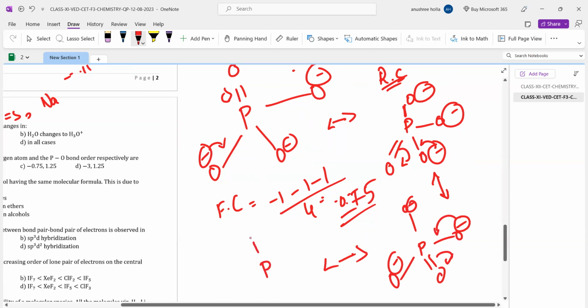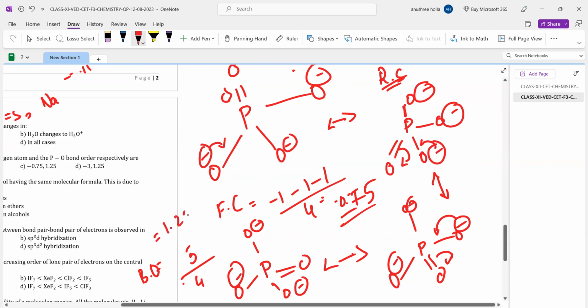Basically, the number of oxygen atoms you have will give you the number of resonating structures. So we can observe that we have 4 resonating structures: 1, 2, 3, and 4. And how many bonds do we have? 1, 2, 3, 4, 5. To calculate bond order, you take the total number of bonds in the structure and the total number of resonating structures. We have 5 bonds and 4 resonating structures. So 5 divided by 4 will yield 1.25 bond order. So it should be option C.